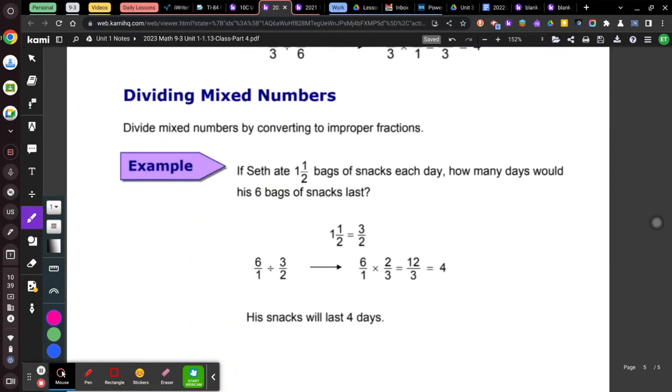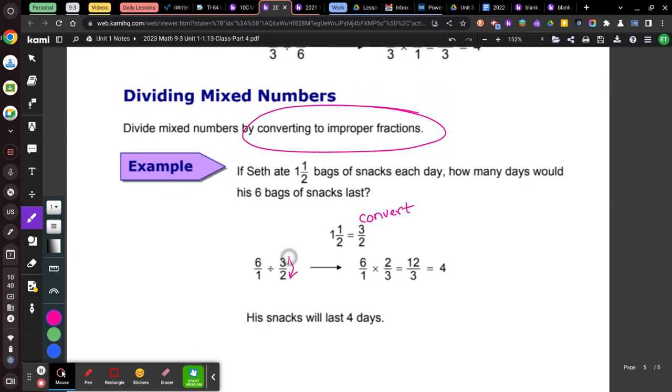What if it's a mixed number? Mixed numbers always convert to improper fractions. You cannot deal with mixed numbers unless you're adding or subtracting. So that means we always convert the mixed numbers. Okay, so these guys convert. Then you do your dividing rules, which means flip and times. So this guy converts, and then this guy's going to flip upside down, and we turn this one to a times. Okay? And that's going to give us our final answer.